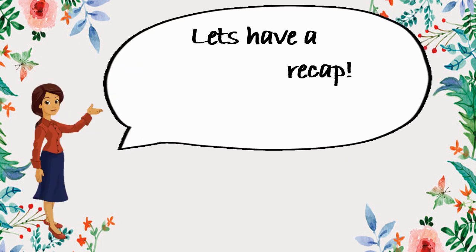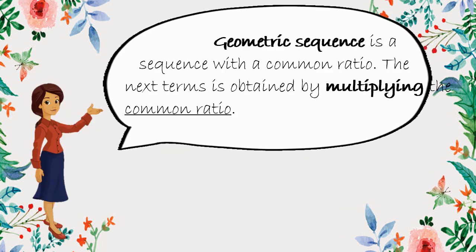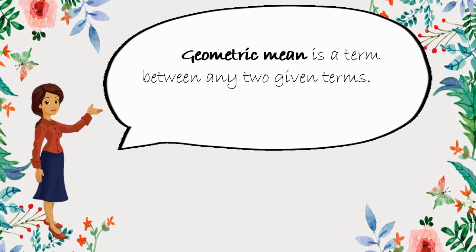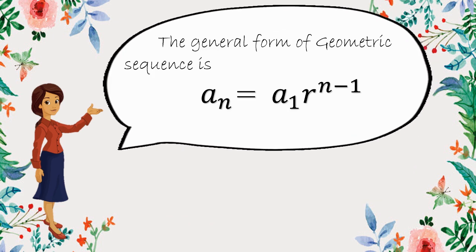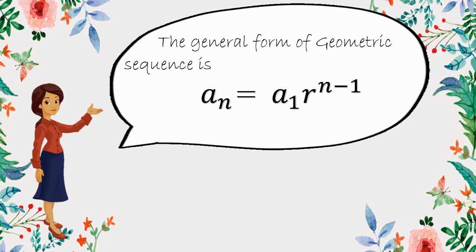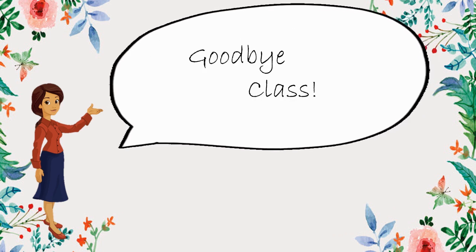Let's have a recap on our discussion. A geometric sequence is a sequence with a common ratio. The next term is obtained by multiplying by the fixed number, or the common ratio. A geometric mean is a term between any two given terms, and if there are only two given terms, their geometric mean is called the mean proportional. The general form of a geometric sequence is a sub n is equal to a sub 1 multiplied by r raised to n minus 1.